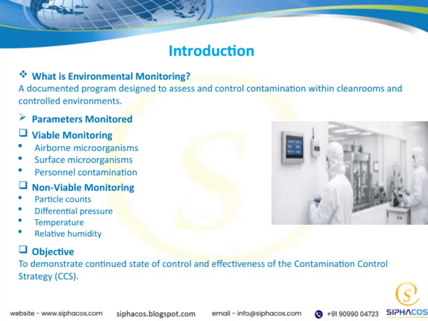Let's start with the basics. What is environmental monitoring? It's a documented program that helps us keep contamination in check within clean rooms and controlled spaces. We track two main types of parameters. First, viable monitoring, that's airborne and surface microorganisms, plus any contamination from personnel. Then, non-viable monitoring, things like particle counts, pressure differences, temperature, and humidity. The goal here is clear: to prove we're maintaining control and that our contamination strategy is working effectively.